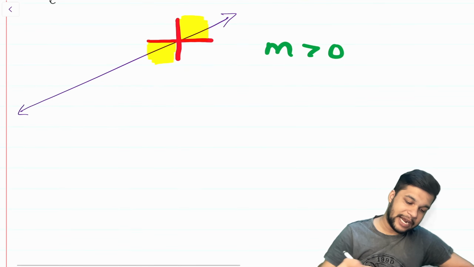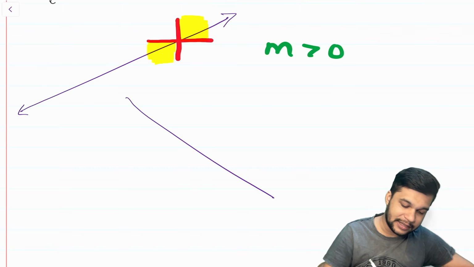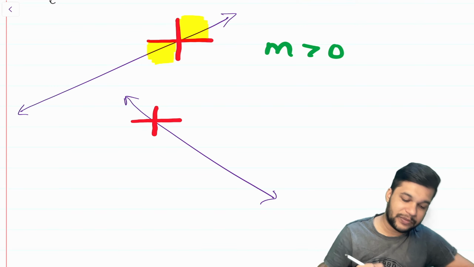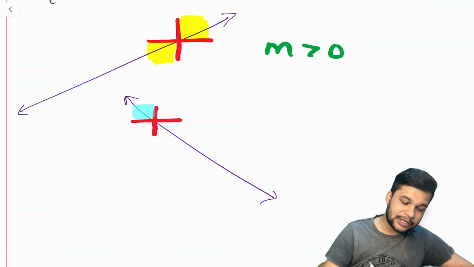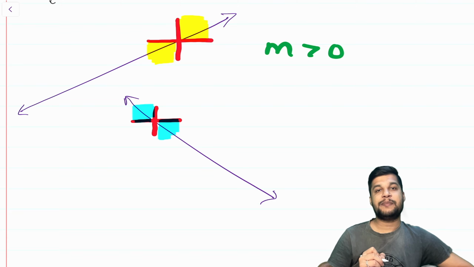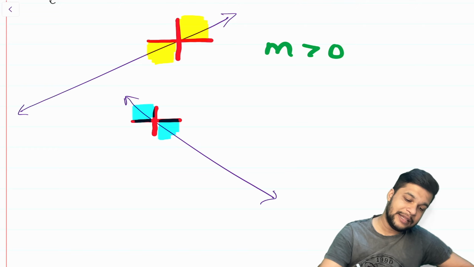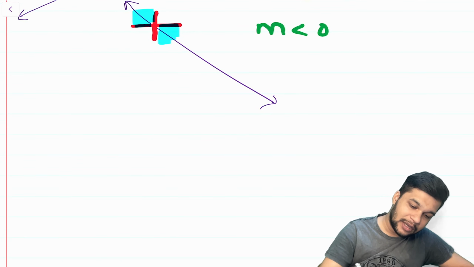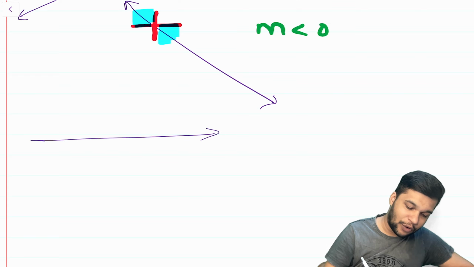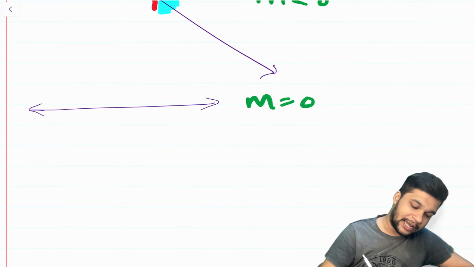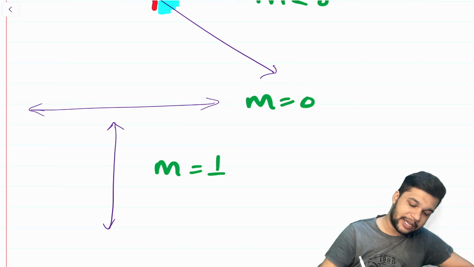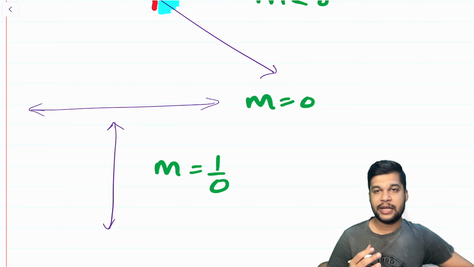Second way is, let's say you have a line something like this. Again, draw the plus symbol over here. Now, if the line passes through the second and the fourth quadrant, then in that case, the slope is negative. Always remember, for a horizontal line, the slope is 0. And for a vertical line, the slope is not defined. It is 1 by 0.